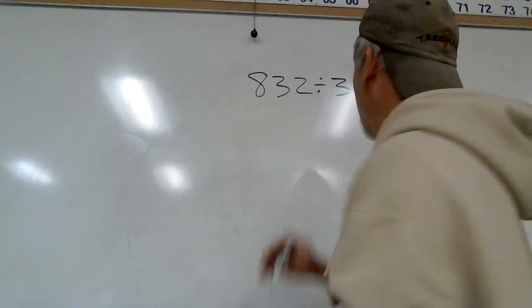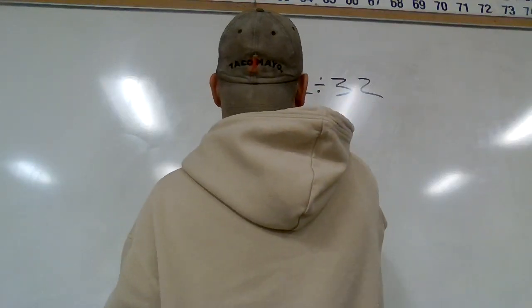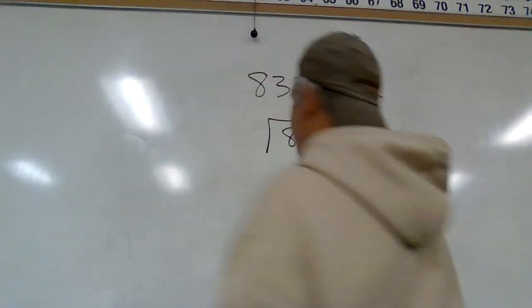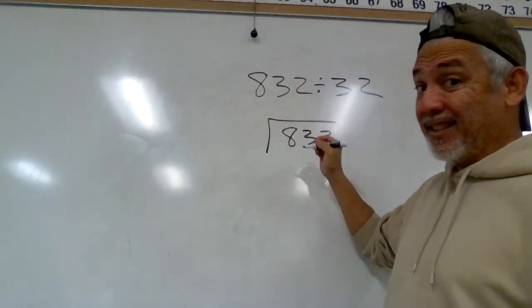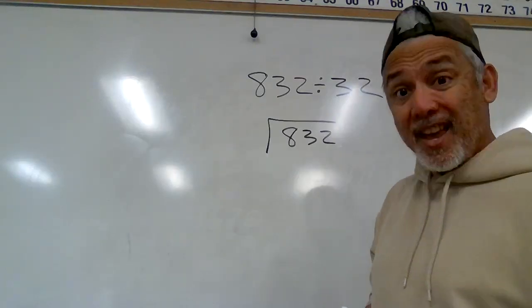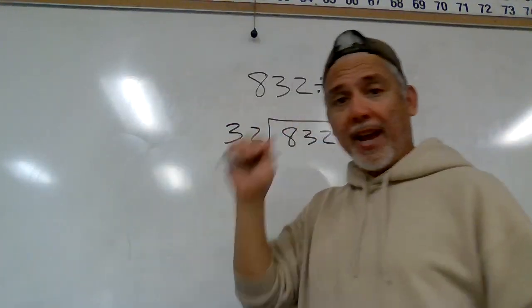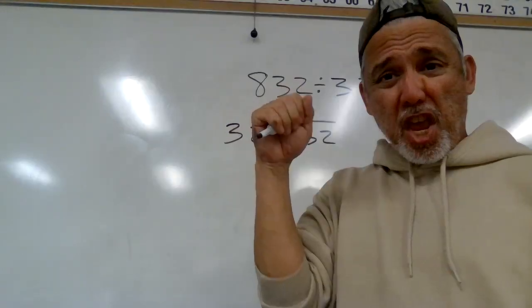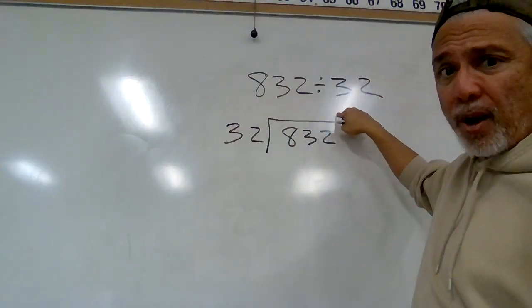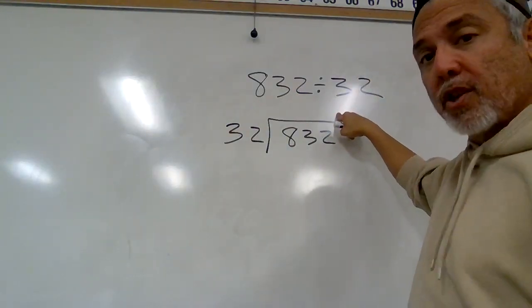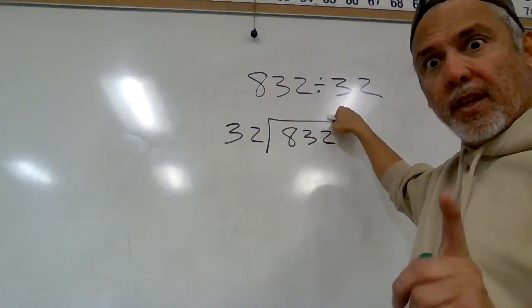Here we go. So 832 divided by 32. 32 goes in my house. That's called a what? It's in the house, so it's called a dividend. 32 is my divisor. It's the one outside knocking. Let me in, let me in. Do we have anybody on top of my house? No, so we don't have a quotient yet.